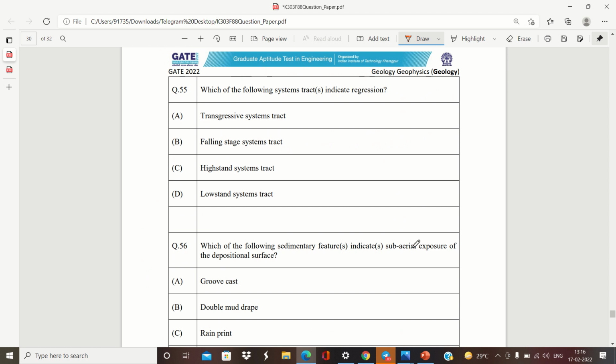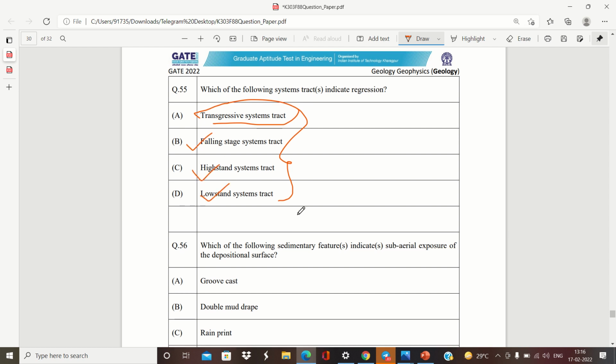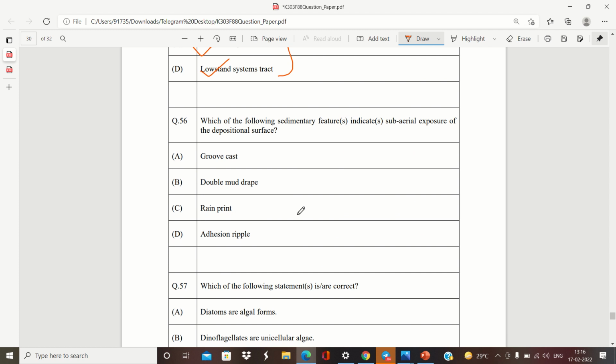Then which of the following system tracts indicate the regression? You know that there are 4 types of system tracts, and out of those 4 only one shows the transgression, that is transgressive system tract. Other 3 show the regression. So B, C and D, these 3 will be our right answer.